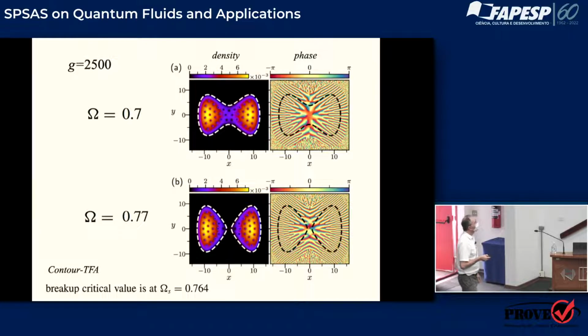So when you increase from 0.7 to 0.77, you have exactly the breakup as predicted, and the contour also from the Thomas Fermi prediction. The prediction from the Thomas Fermi approximation was 0.764, and we obtained here clear agreement, very good agreement with the theory.